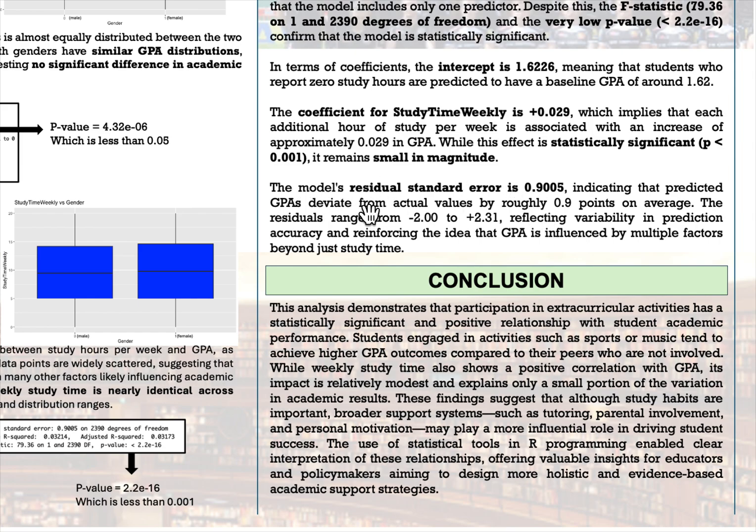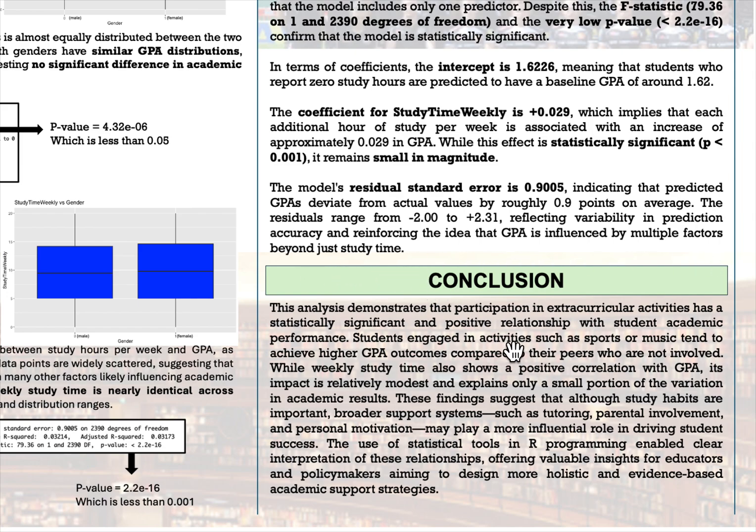And then the model's residual standard error is 0.9005, indicating that predicted GPA deviates from the actual values by roughly 0.9 points on average. The residuals range from -2 to +2.31, reflecting variability in prediction accuracy and reinforcing the idea that GPA is influenced by multiple factors beyond just study time.